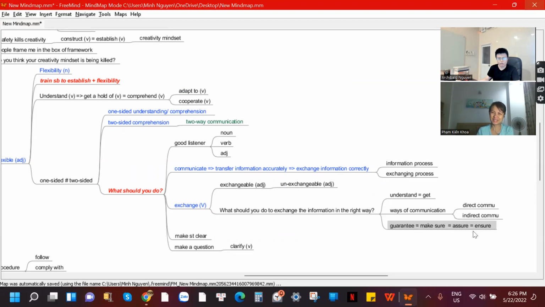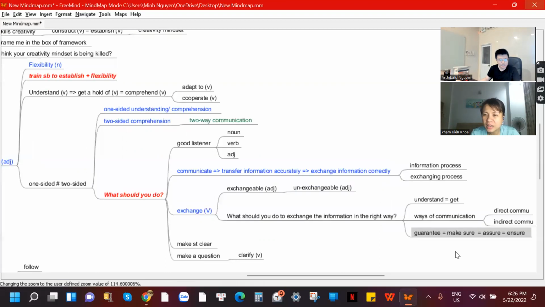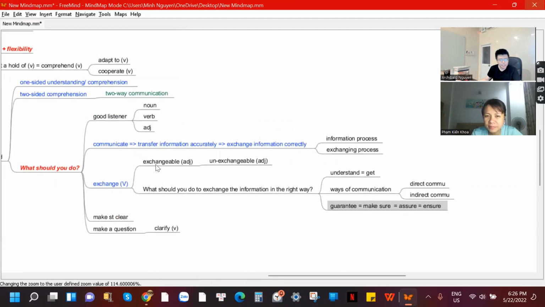And this is the action verb. So this is not the name of the brand of milk. This is the action verb. It should be pronounced ensure, not the brand name. Okay, ensure. So right here, let's move to the word exchangeable. Ways of communication need to be exchangeable.